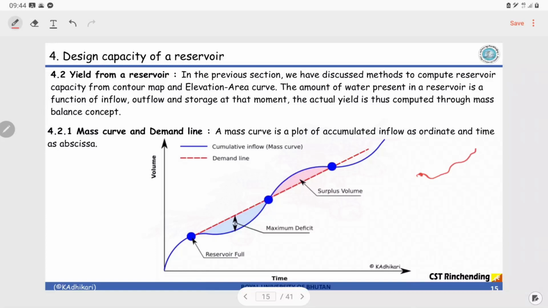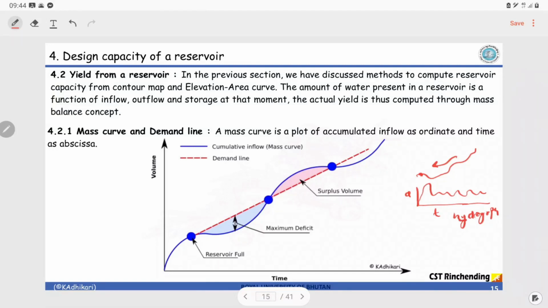Measuring discharge means you are measuring how much water is flowing through this river, and when you plot this discharge versus time, you will get something like this. This is a curve. That is what is known as a hydrograph. Now from this hydrograph we construct what we call the cumulative mass curve.